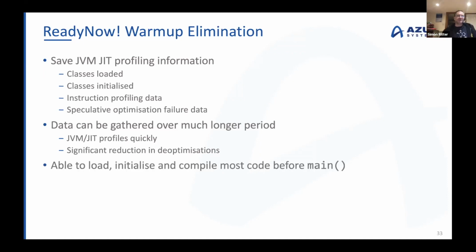How we use that is to say, when we start the application, we look at that information in our profile and we say, right, immediately load all the classes that we can load from that list. Then initialize all the classes we can from that list. Then take all the methods we know need to be compiled, pass them to the JIT compiler with the profiling data and the fact that these are the speculative optimizations which don't work, and let the JIT compiler do all of that compilation before we get to the main entry point.